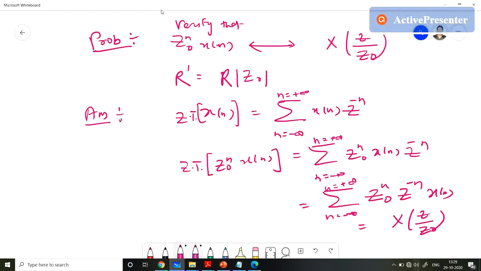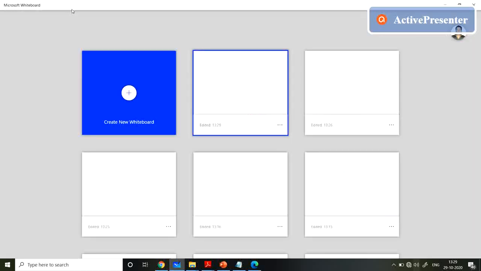And if we find the ROC, then this signal has ROC R, and the ROC of this new signal, R dash, is equal to the magnitude of z naught multiplied by R. So this is the new ROC. Let us do some problems.